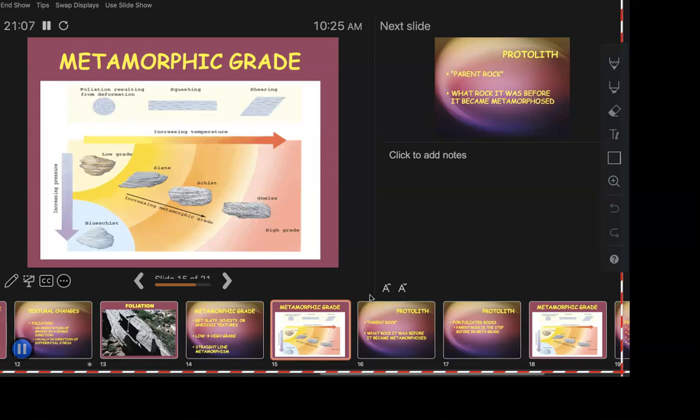So this is when you have heat and pressure. Okay? These are foliated metamorphic rocks. It's going to be roughly half of your metamorphic rocks that you see.